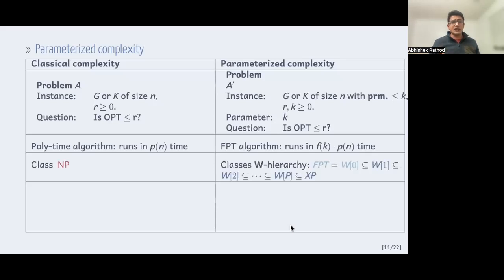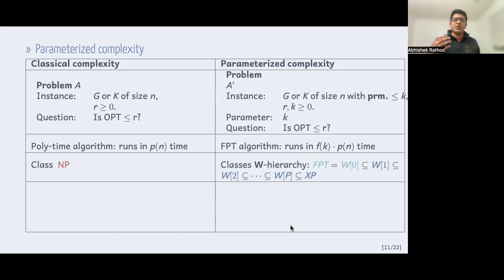Now the classes, or the complexity classes in this context, form a hierarchy from W0 through W1 through W2 to WP, and then XP, and so on. And the tractable class is actually FPT, which is the same as W0. And the intractable classes are the ones shown in dark blue, which is W1 through XP.